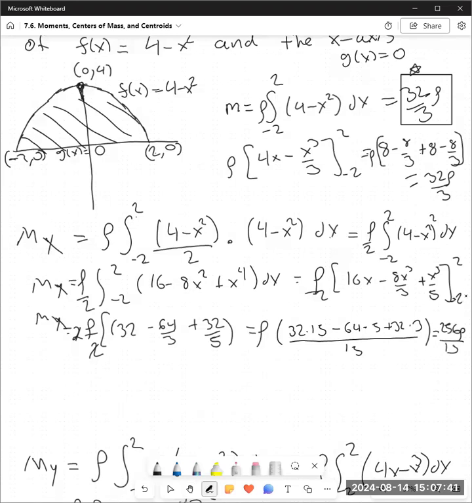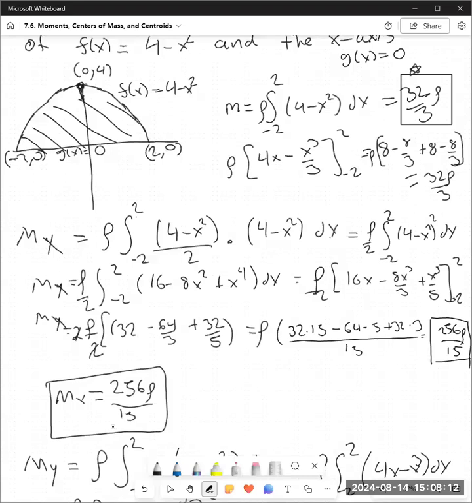So there's another piece to the puzzle that we need. That was m sub x equals 256 rho over 15. That's one of our important things.